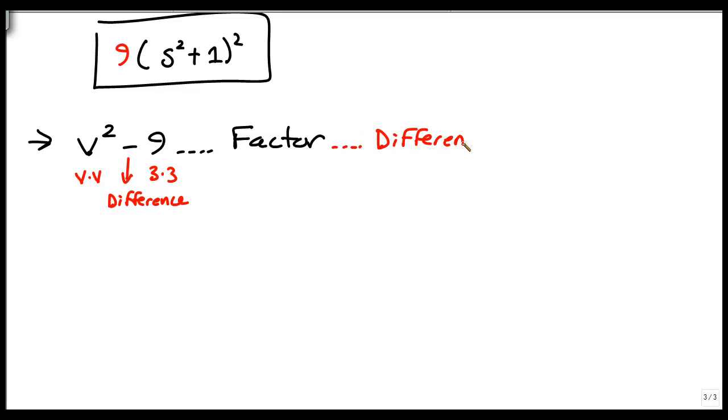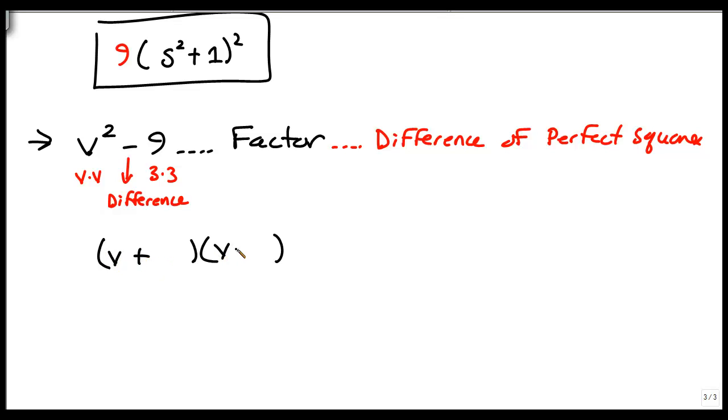Now the cool thing about the difference of perfect squares is the outside and inside terms are gone. I only have my first term and I only have my last term. So when I start setting this up, the difference of perfect squares always factors the same way. They factor into a plus and a minus, and then whatever the square root is of my last term. So it factors into v plus 3, v minus 3. This is called the difference of perfect squares, and this will happen every time.